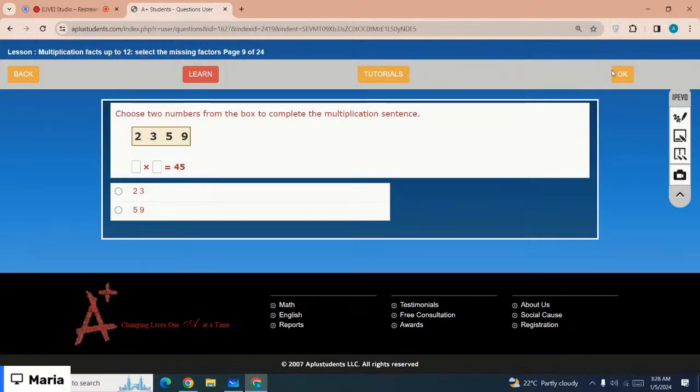Choose two numbers from the box to complete the multiplication sentence. Which two numbers have the product 45? Very good. That is 9 times 5. 9 times 5 equals 45. The correct option is option number 2, that is 5 and 9. They have the product 45.